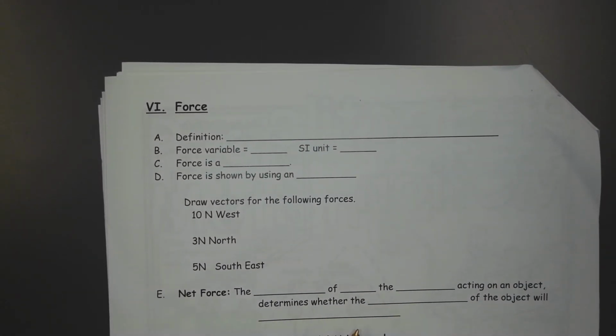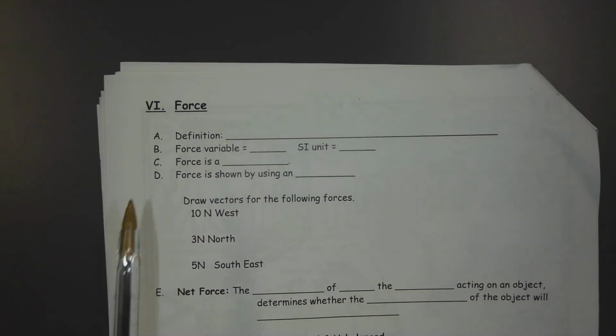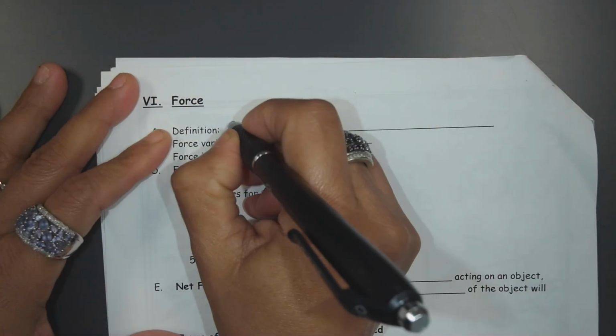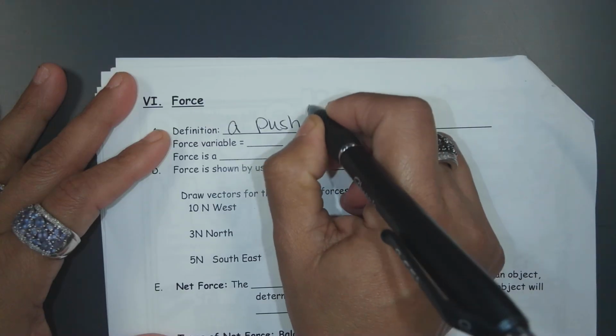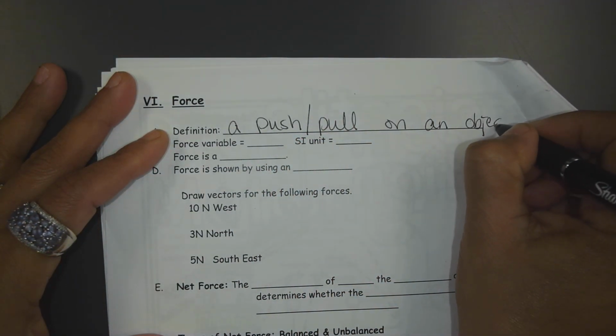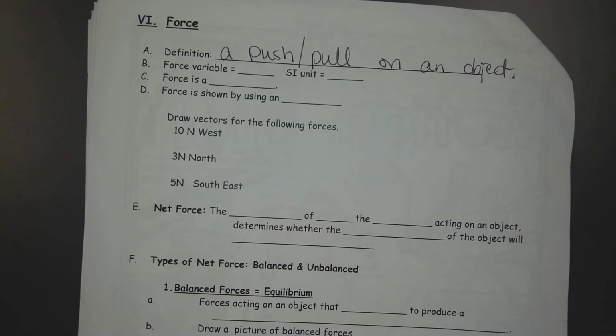Because that homework problem that I stopped at talked about the word force. Let's go ahead and talk about force. Hopefully you kind of looked already and did a little bit of reading over force, but here we go. Force has a definition. The definition for force is going to be a push or a pull on an object. That's the definition of force. A push or a pull on an object.